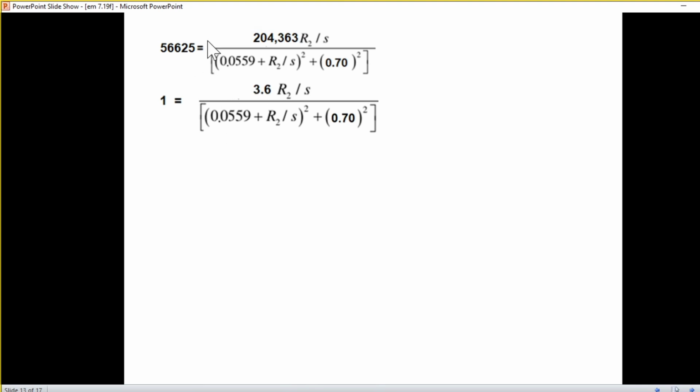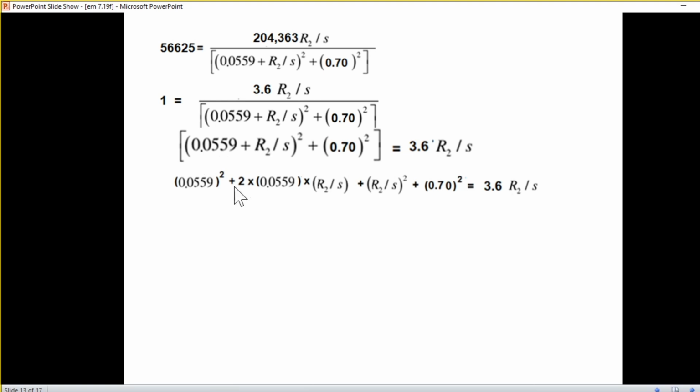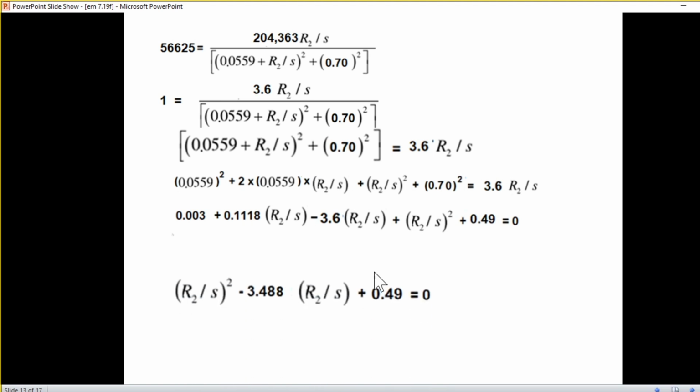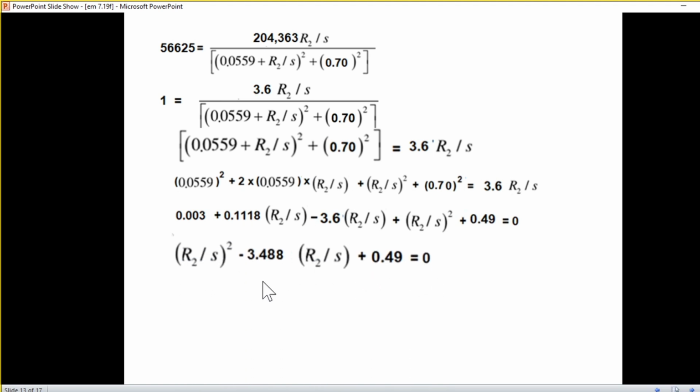So from here, we are doing further simplification, dividing by 56625. So it will be 1 here, it will be 3.6 here. Now, cross multiply, then opening this bracket. And further simplifying, we actually want to find a quadratic equation from here. So we're just rearranging the terms. This is in quadratic form now. I hope you can follow from here.